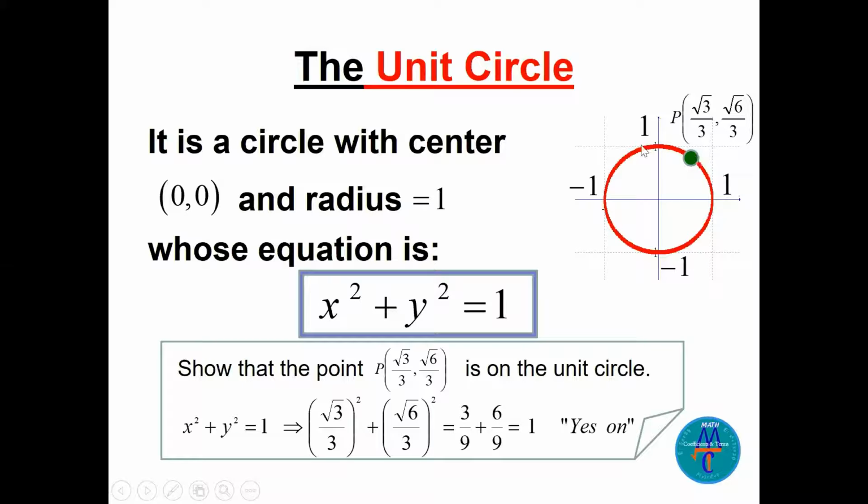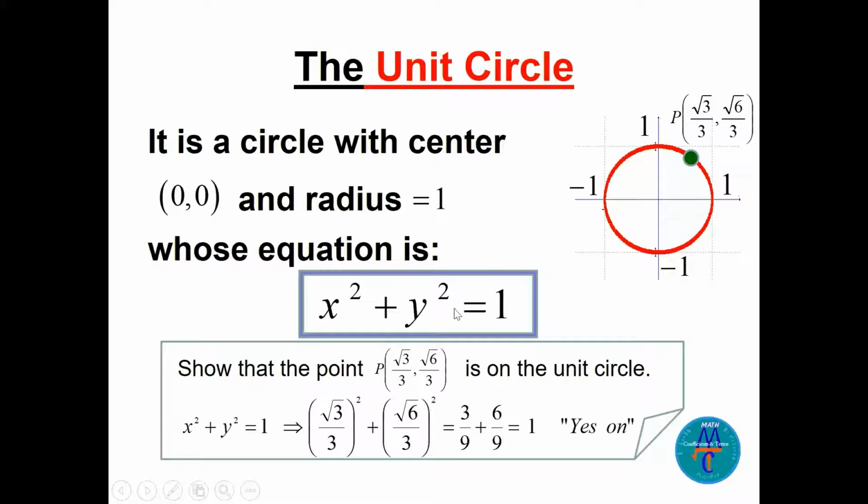Unit circle, as any circle, has some points. If I give you this point, see the ugly point, square root of 3 over 3, comma, square root of 6 over 3. How do you know if this point is on the circle or outside somewhere? It is easy to check. If I give you any point, maybe on the graph, maybe outside the graph, I say, show that the point P lies on the unit circle.